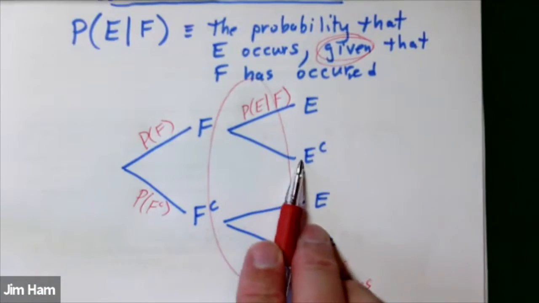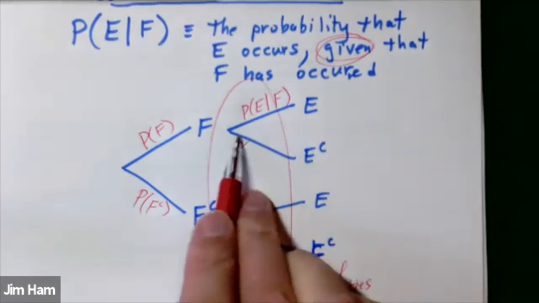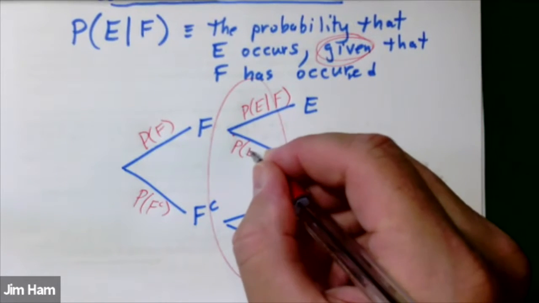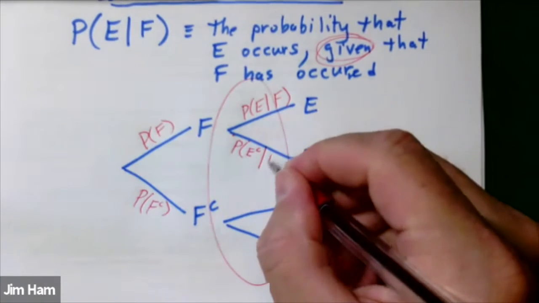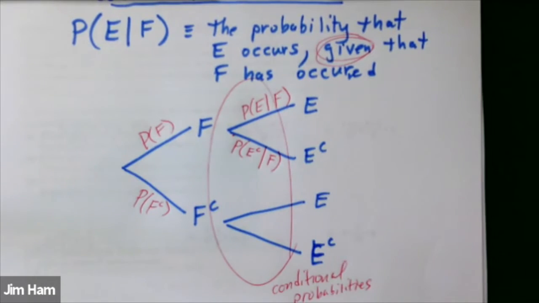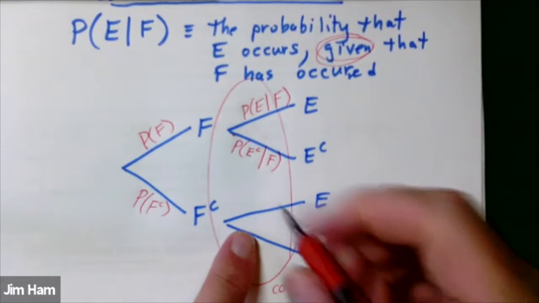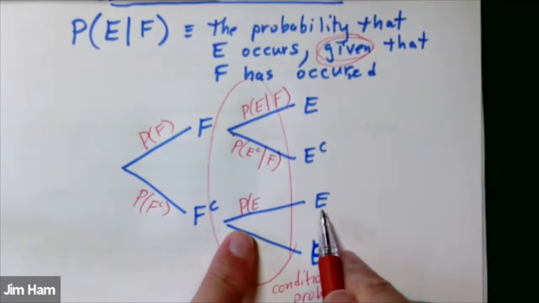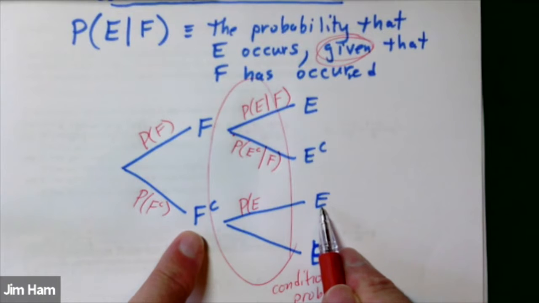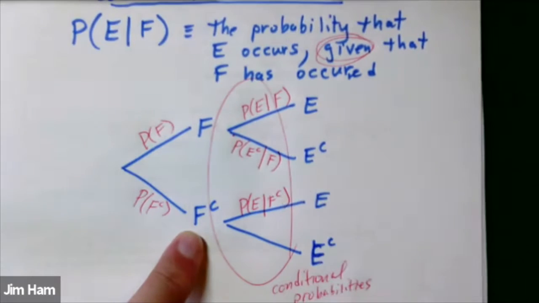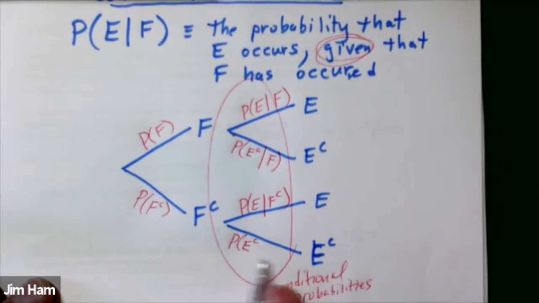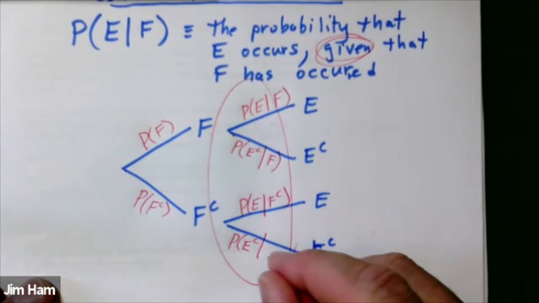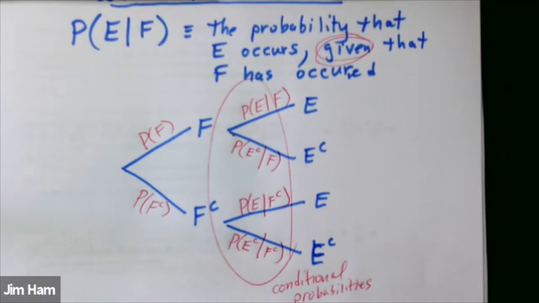Now this one here, since we're going to E complement, it's the probability that E complement will occur given that F has occurred. So we write the vertical line and then F has occurred like that. And then as we come down this branch, this would be the probability of E, since that's where we're going, but F complement has already occurred. So given F complement. And finally, the probability of E complement, because that's where we're headed, given that F complement has already occurred. So all of these are conditional probabilities.